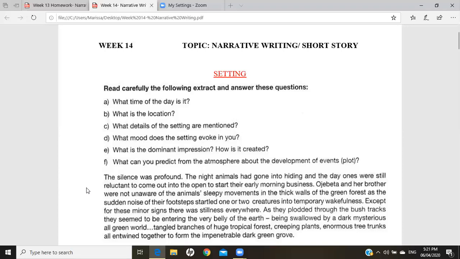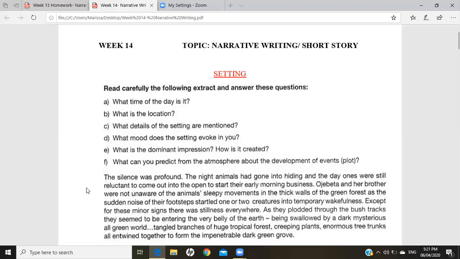Even for the mood, just remember that the setting and the atmosphere affects the mood. So once you figure out the setting, you will be able to have an idea about the mood. And remember, mood has to do with how you are feeling. Also, what is the dominant impression? So overall, what impression do you get, and how is this impression created?